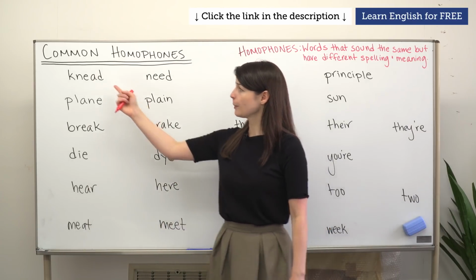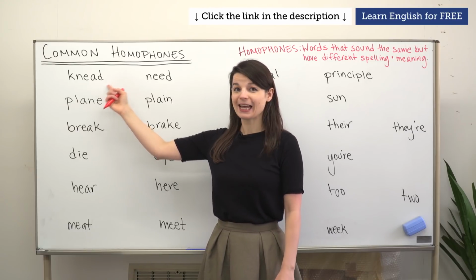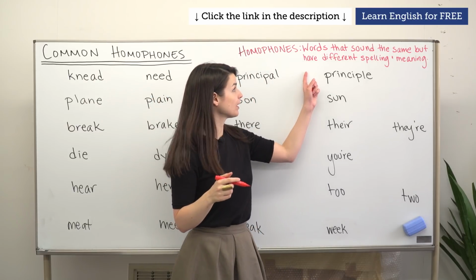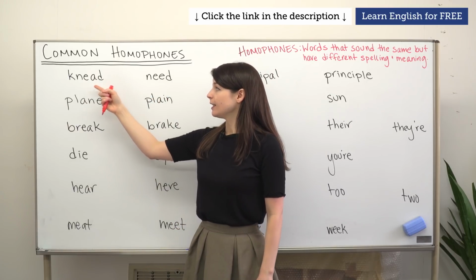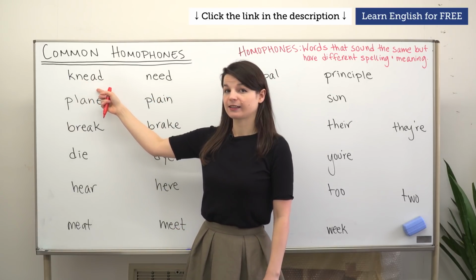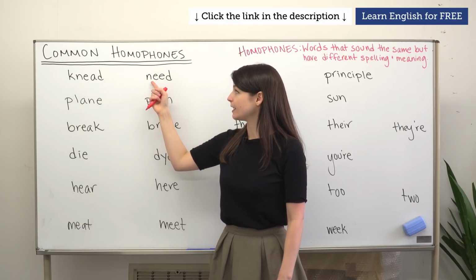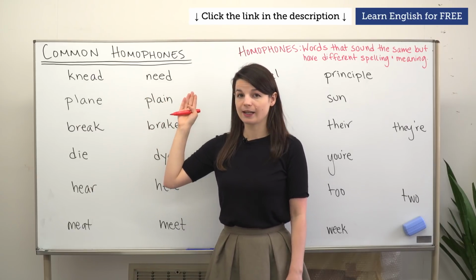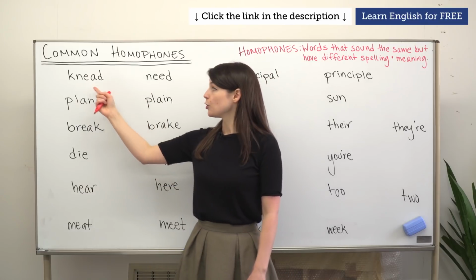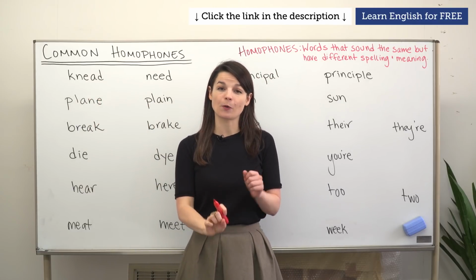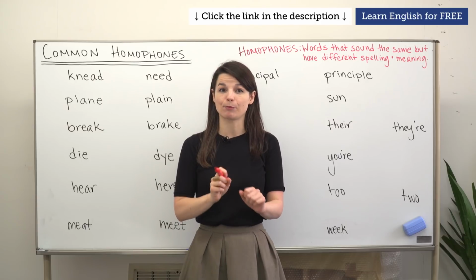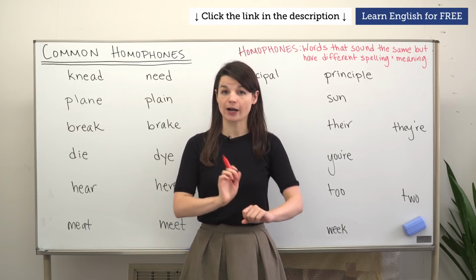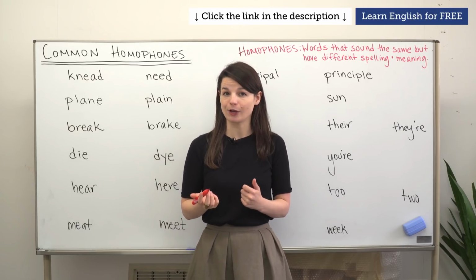Okay, first pair here is the word knead and the word need. So you can see here, as I talked about at this point, knead, K-N-E-A-D, is spelled differently from need, N-E-E-D. Both of these are verbs, but they sound the same and they have different meanings. To knead refers to this motion, working dough to make bread. So pushing dough, pulling dough. We use the verb to knead to talk about making dough, preparing dough for bread.